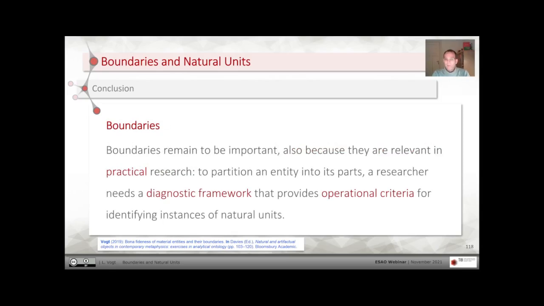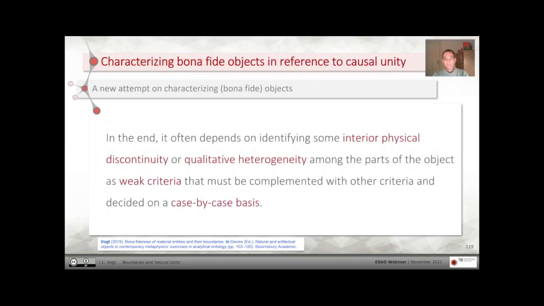Boundaries remain to be important, also because they are relevant in practical research. To partition an entity into its parts, a researcher needs a diagnostic framework that provides operational criteria for identifying instances of natural units. So in the end, it often depends on identifying some interior physical discontinuity or qualitative heterogeneity among the parts of the object as weak criteria that must be complemented with other criteria and decided on a case-by-case basis.